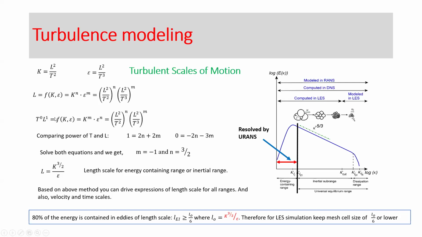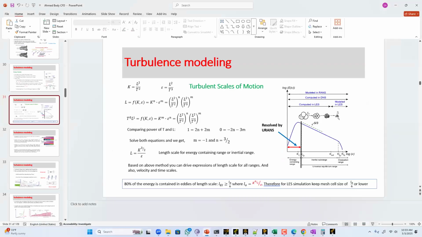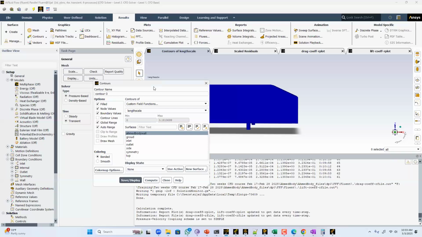Now the length power on the left side is 1, and on the right side it will be 2n plus 2m. Similarly for the time powers, the power on the left side is 0, and on the right the power is negative: minus 2n and minus 3m. Solve these equations simultaneously and we get the length scale formula, which is this one. Okay, clear?